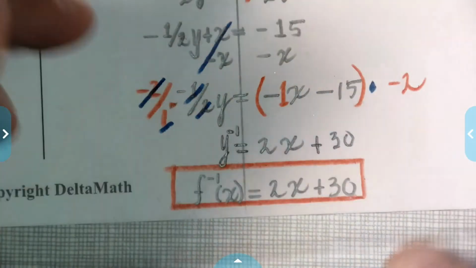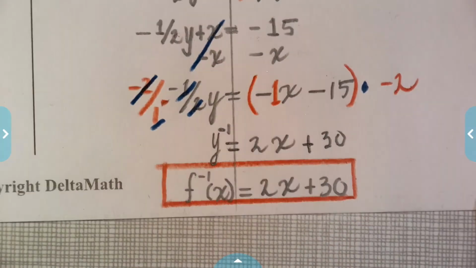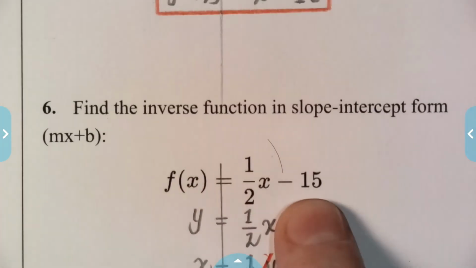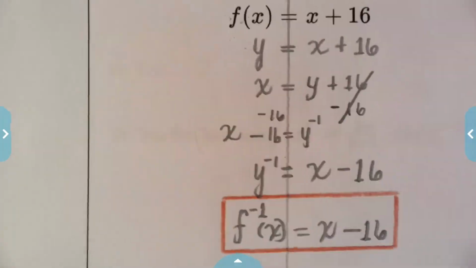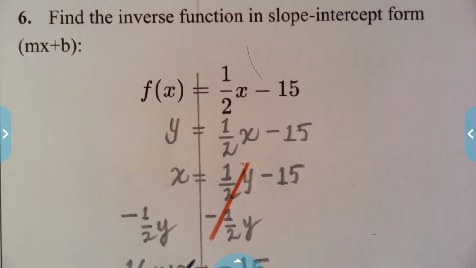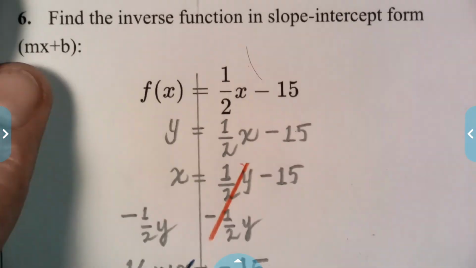Now that you've seen a few of those graphs, you can almost imagine that this is going to have those same properties. Look at the originals: 1/2 x minus 15, and then the inverse is 2x plus 30. There's some relationship there between those numbers, right? 1/2 becoming 2 and negative 15 becoming 30. I think you see where this is going.